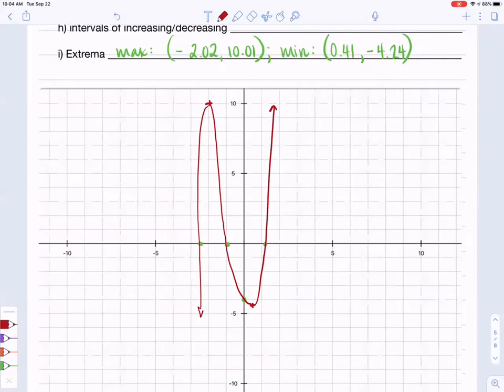It matches our end behavior. How many turning points are there? 2 turning points. How many did we expect to have up to? 4. We could have had as many as 4.